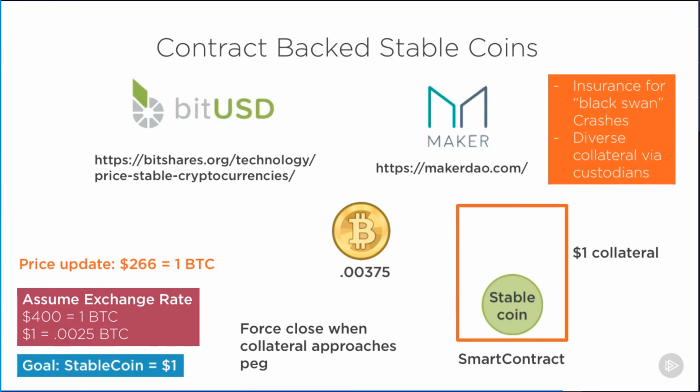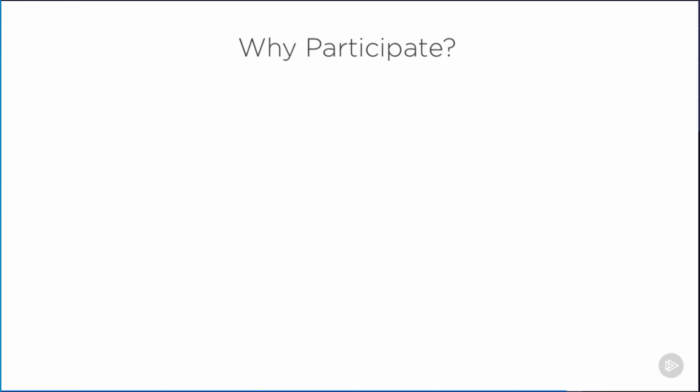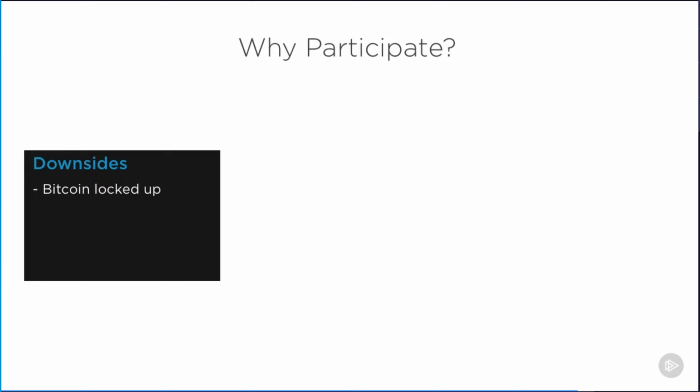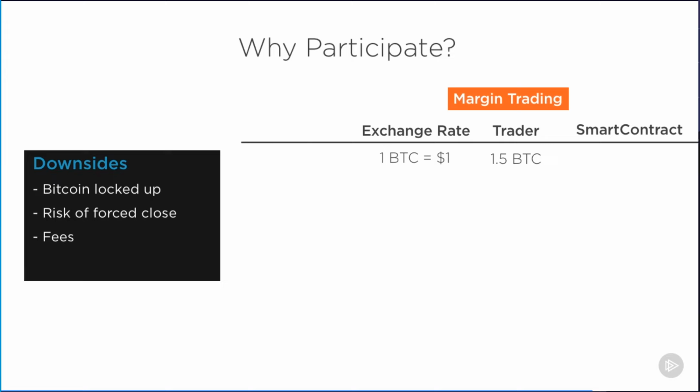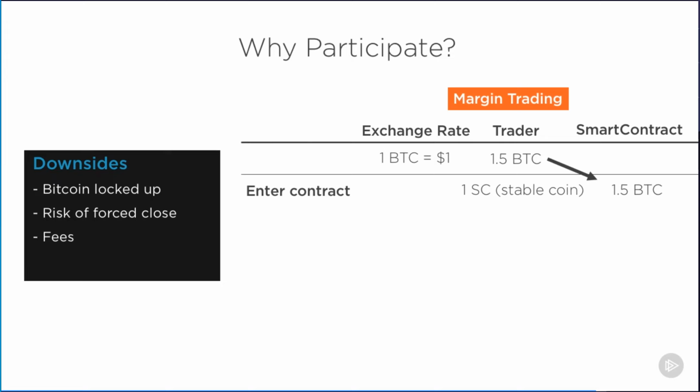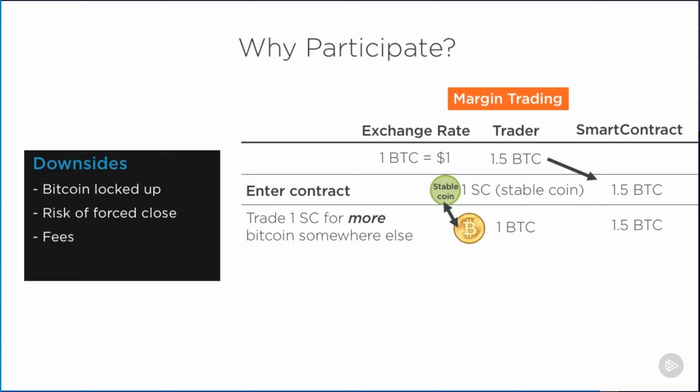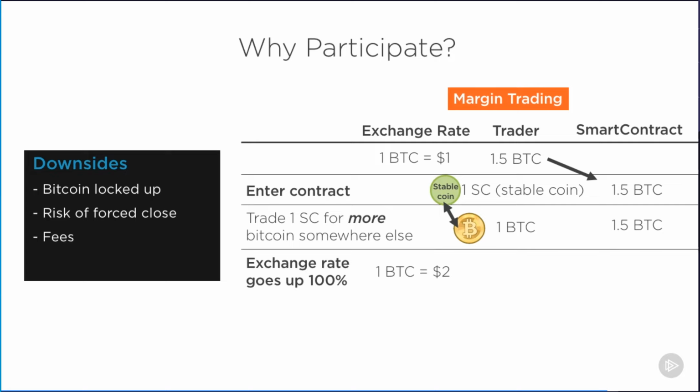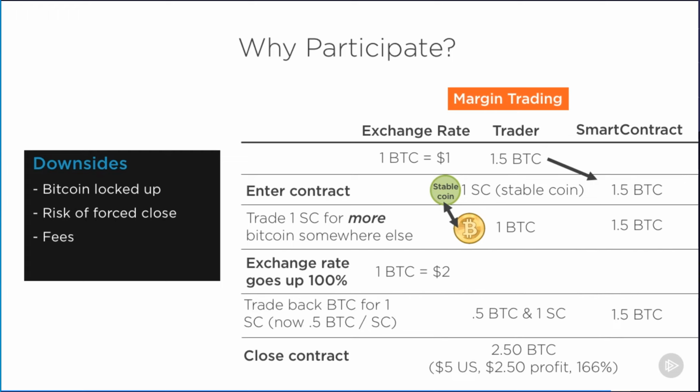Now, why would someone want to put $1.50 worth of Bitcoin in a contract to only get $1 worth of stablecoin? Not only is Bitcoin locked up, but it's at risk of getting sold at a bad price if the market drops, and there are also fees to use the system. The benefit is the ability to do margin trading. That stablecoin can be traded for another $1 of Bitcoin for a total of $2.50 of Bitcoin. If Bitcoin doubles, the trader makes $2.50 of profit, or 166%, whereas Bitcoin only appreciated 100%.